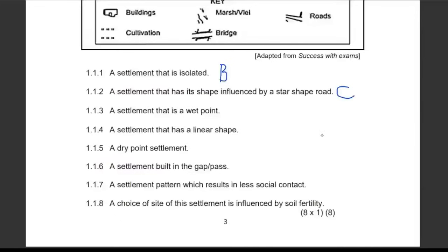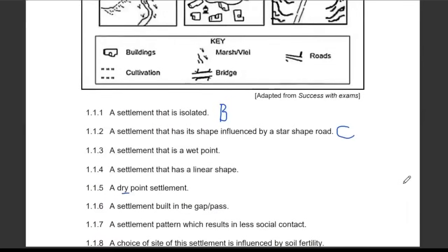Then we have a dry point settlement. In a dry point settlement, in that particular area, there is a risk of flooding, so we must establish a settlement above the flood line. We must try to identify a high-lying area which won't be affected by flood. That is a dry point settlement. So we want to look for a settlement that has been established because of the need to access water, a wet point settlement. That is number 1.13.